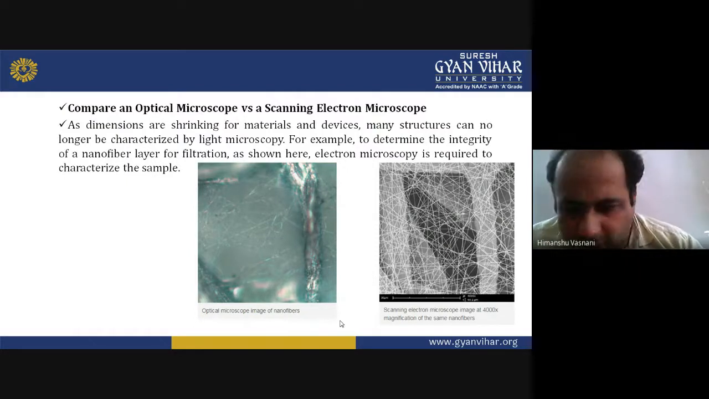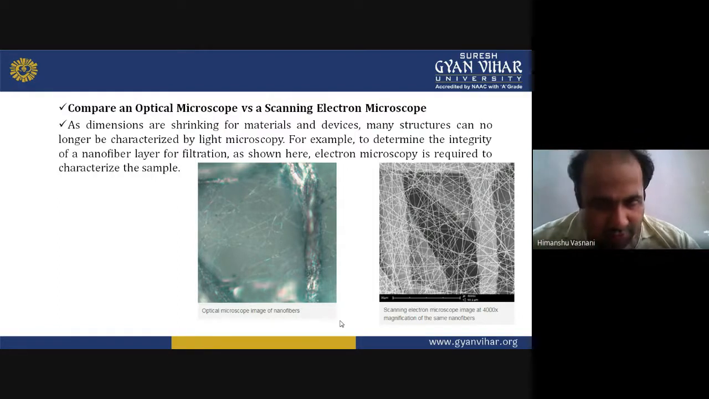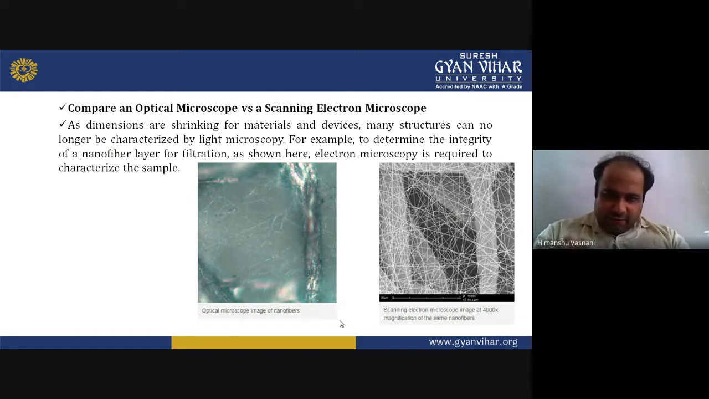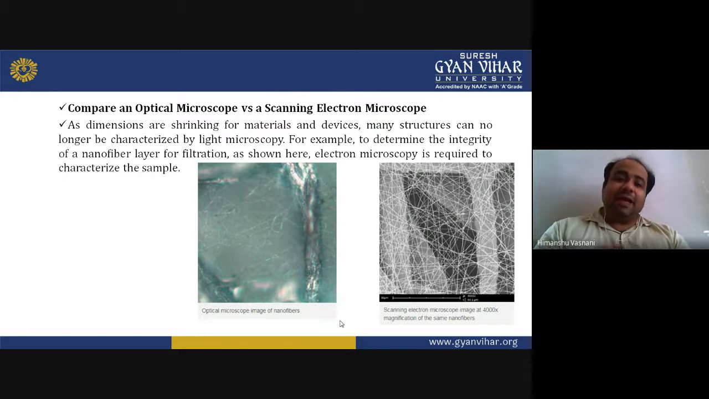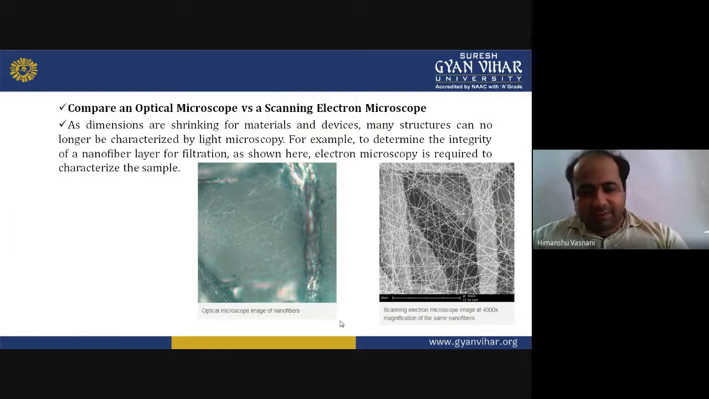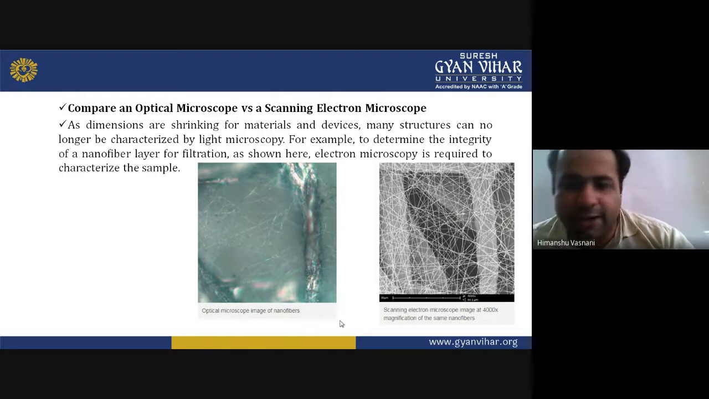In the bottom side of this diagram, you have this optical microscope image of nanofibers. You can see the white lines showing you the nanofibers. On the right hand side, you can see that this is a scanning electron microscope image at 4000x magnification of the same nanofiber.